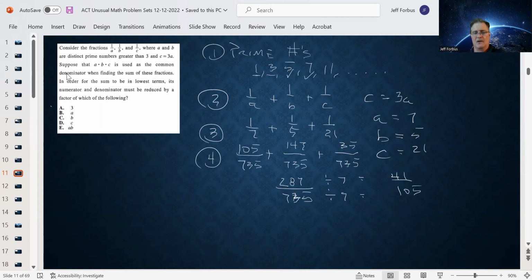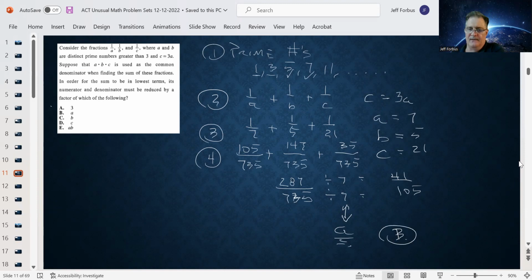Now, the number that worked was 7. 7 is the variable A. Therefore, in order for the sum to be in the lowest terms, its numerator and denominator must be reduced by a factor of which of the following? A factor of A. Answer choice B.